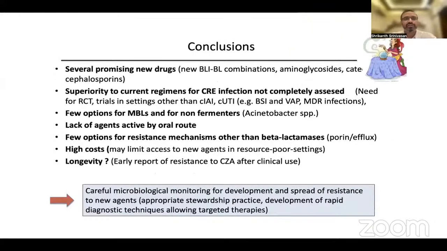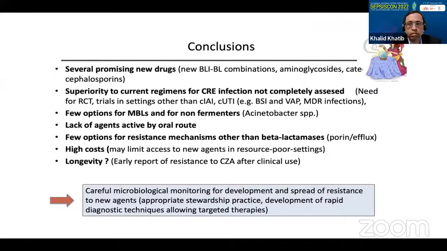In conclusion, several new promising drugs have come up: new BL-BLI combinations, novel aminoglycosides, novel tetracyclines. Superiority to the current regimens or the best available therapy is not completely assessed. It requires randomized controlled trials, but there's definitely much more promise. Mind you, there are very few options for metallo-beta-lactamases or non-fermenters like Acinetobacter, as I just showed in the previous slide. Most of these agents are IV, so most of them don't have oral routes. There are fewer options for resistance mechanisms other than beta-lactamases. For porin and efflux, which are there in Pseudomonas and Acinetobacter, there are fewer options. There are more options against carbapenemases.